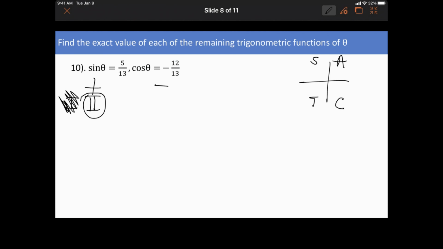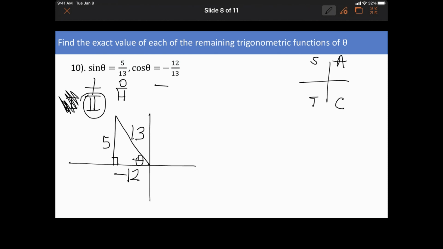So my quadrant is the second quadrant. My sine is this, right? Opposite over hypotenuse. Here's theta. So my opposite is here, 13 is here. So my negative 12 for my cosine would be there. We want to make sure we have the right triangle so we can find the rest.